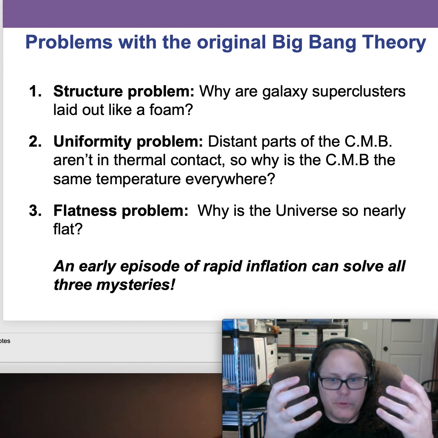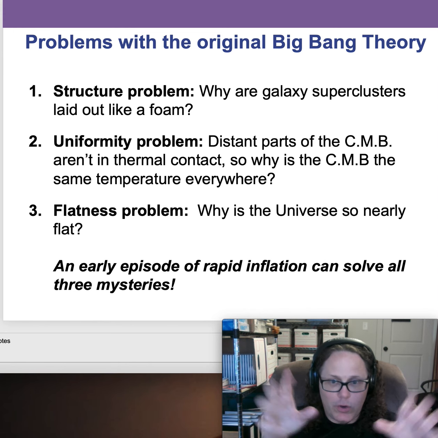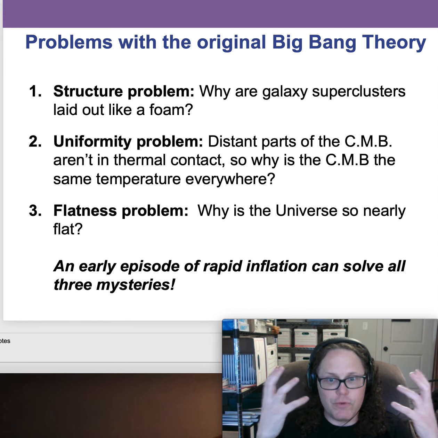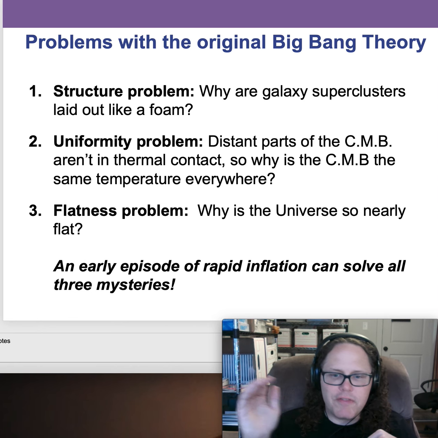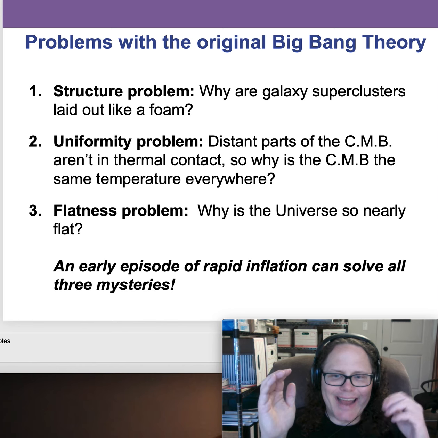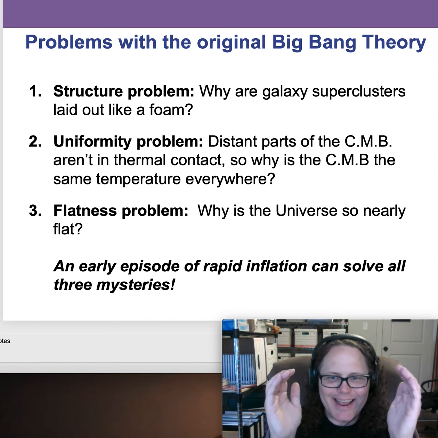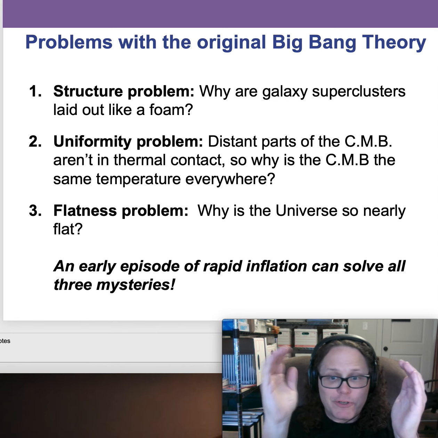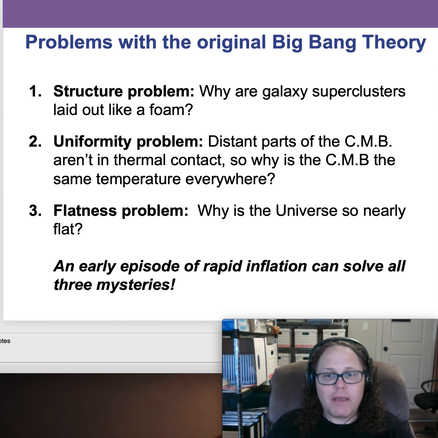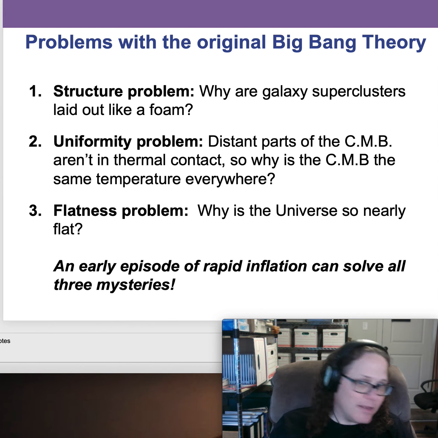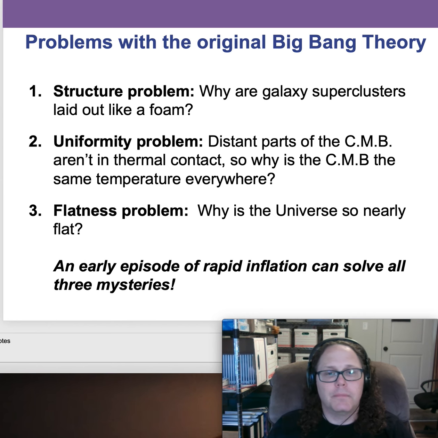Things come to thermal equilibrium, that is, the universe communicates its temperature through photons, through light. So if this end of the universe hasn't yet had time to send light to that end, how does this end know what temperature that end is? How can they be the same temperature? Yes, the Big Bang hypothesis predicted the cosmic microwave background should exist. It did not say it should all be the same temperature. But it is very close to the same temperature.